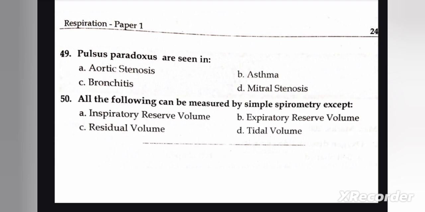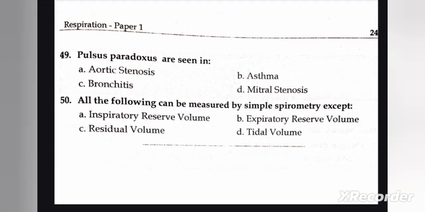Next question is, pulsus paradoxus is seen in A. Aortic stenosis, B. Asthma, C. Bronchitis, and D. Mitral stenosis. Right option is B. Asthma.